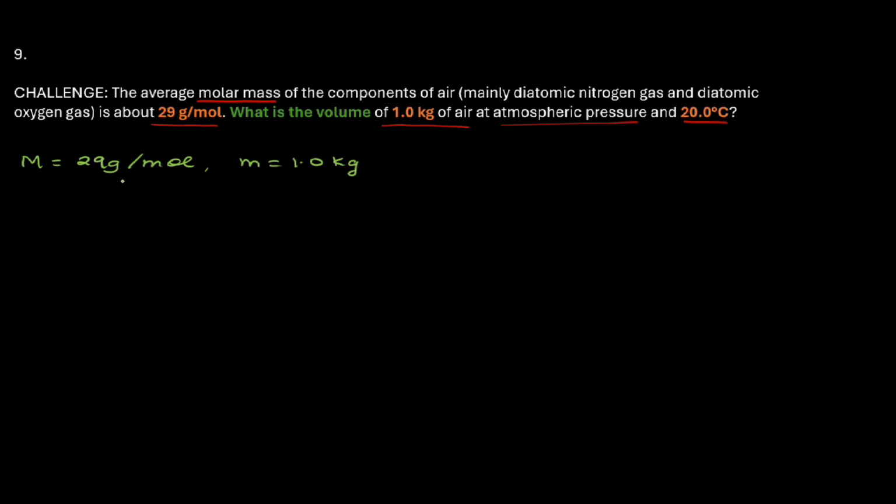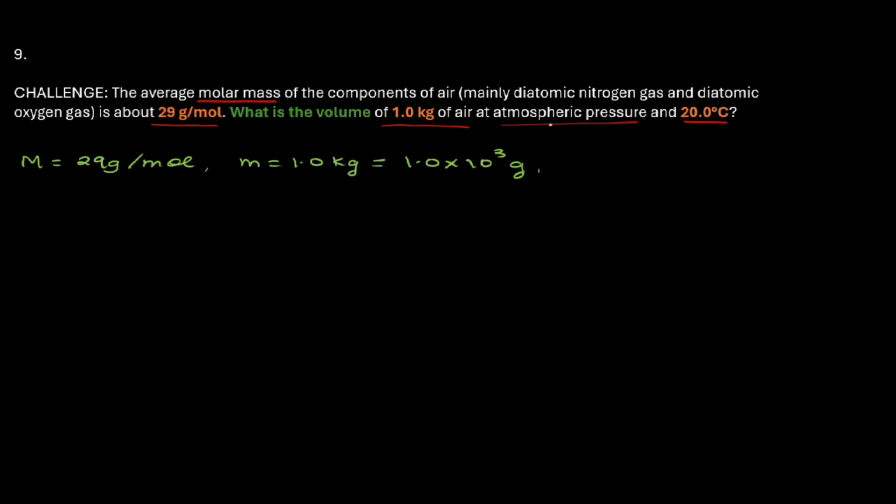Now, if you have mass and molar mass, we will be using them together. So we have to make sure that both of them have the same unit. Since molar mass is expressed in gram per mole, I will convert the mass of the air into units of gram as well. We know that kilo is 10 to the power 3. So I will write 1 times 10 to the power 3 gram. So mass 1 kilogram is equivalent to 10 to the power 3 gram.